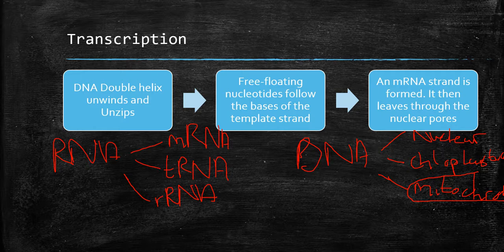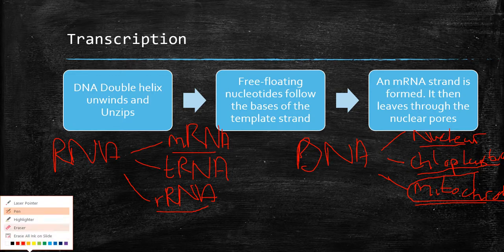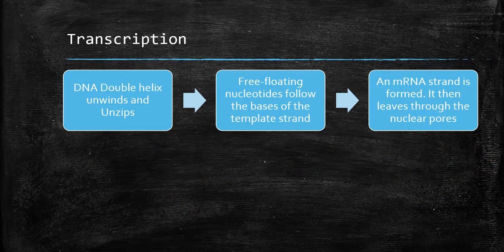All right, so you might need to jot those down. In RNA we have mRNA, which stands for messenger RNA, tRNA stands for transfer RNA, and then we have rRNA, which is ribosomal RNA. And in DNA we have nuclear DNA, chloroplastic DNA, and mitochondrial DNA. Now mRNA is found in the nucleus, tRNA is found in the cytoplasm, and rRNA is found on the ribosome. All right, now I'll clean that out.